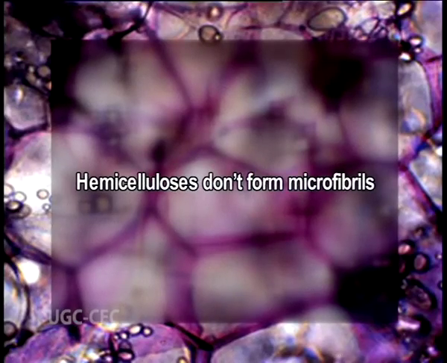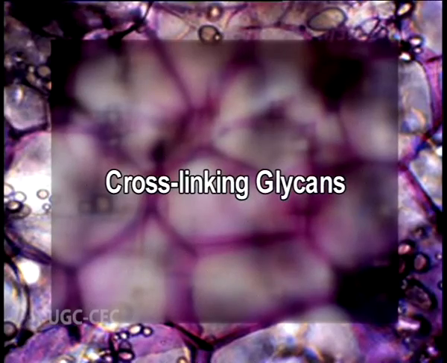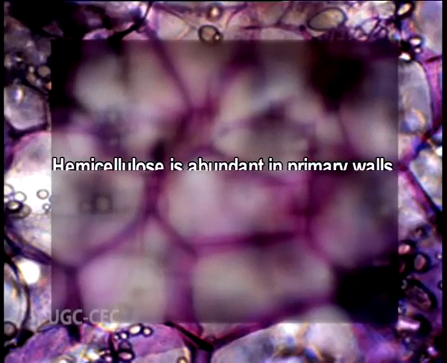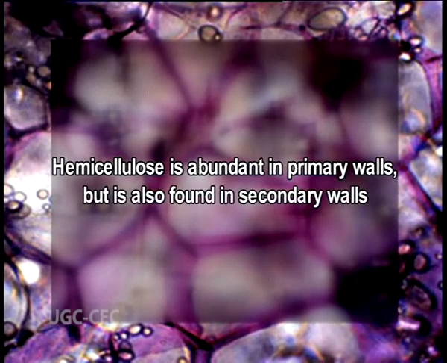The main feature of this group is that they do not aggregate with themselves. In other words, they do not form microfibrils. However, they form hydrogen bonds with cellulose and hence they are called cross-linking glycans. There may be a fucose sugar at the end of the side chain, which may help keep the molecules planar by interacting with other regions of the chain. Hemicellulose is abundant in primary walls but is also found in secondary walls.